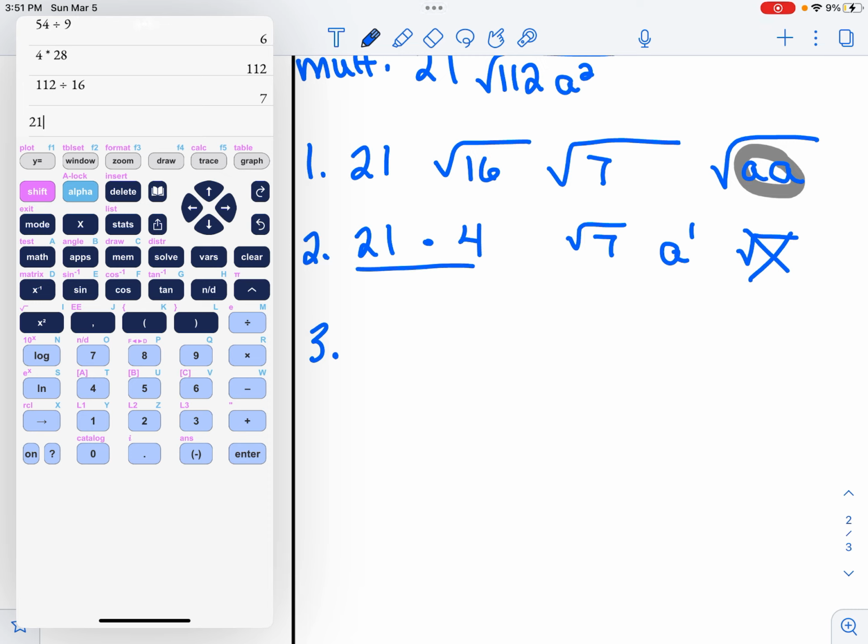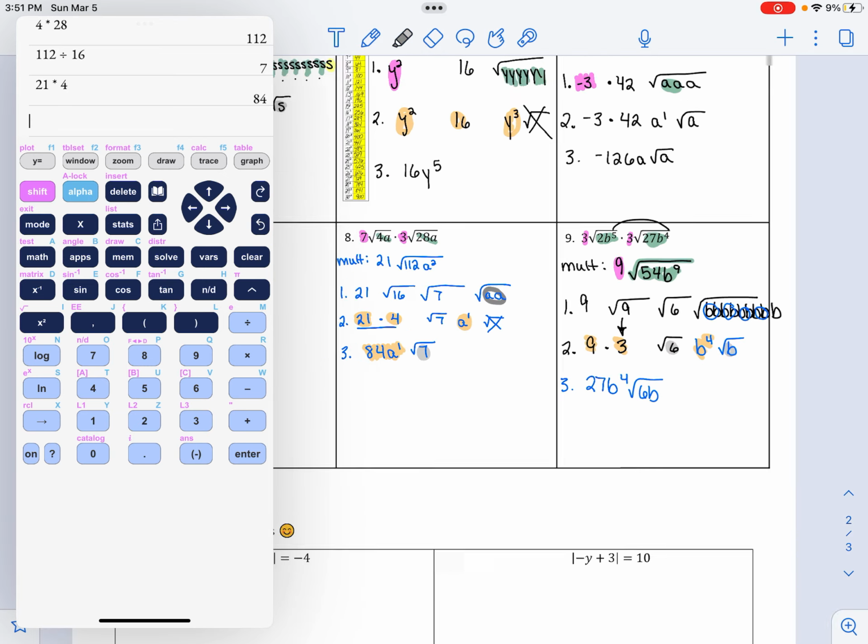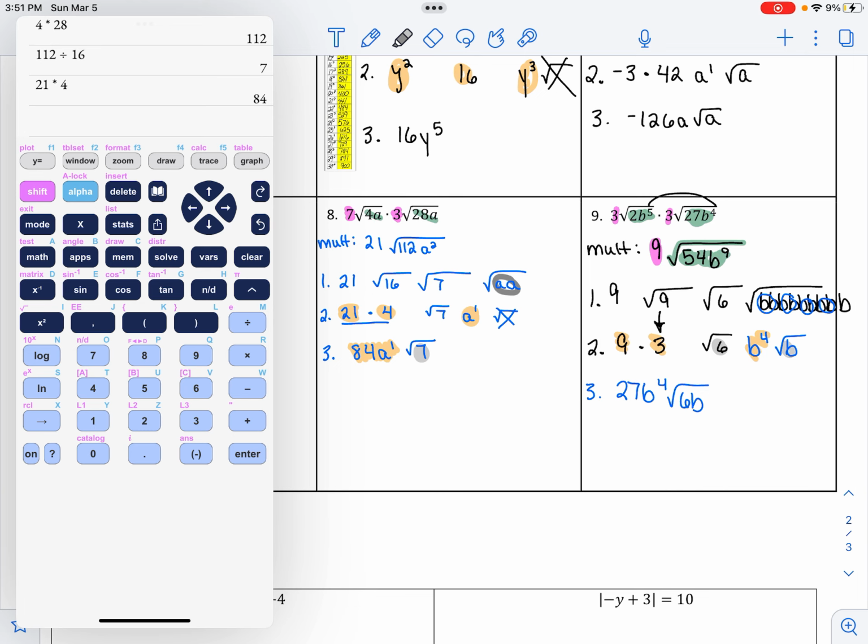Number 3. 21 times 4 is 84. And then the A has to come with it. And then you have the square root of 7. So that you can see that the 21 and the 4 and the A were all coefficients on the outside. That's how I got 84, A to the first. And then the 7 was on the inside.